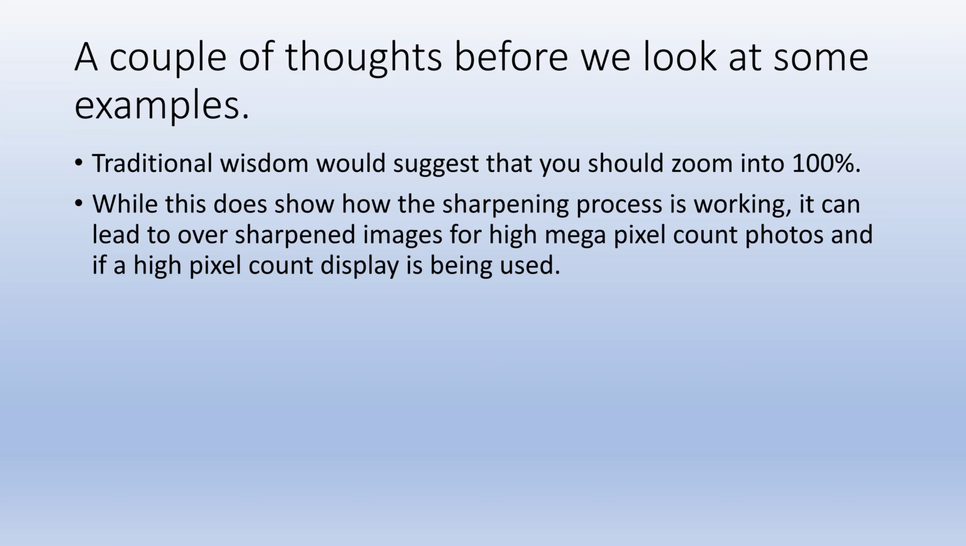If you do zoom in, it can lead you to oversharpened images if you've got a high megapixel count photo, which is typically anything greater than 20 megapixels, or you're using a high pixel count display. I've got two monitors, a 4K monitor and a 2K monitor, and I've noticed that photos which look fine in 2K can look oversharp on a 4K monitor. The thing is, you never know how your images are being viewed. So it's just something to bear in mind.